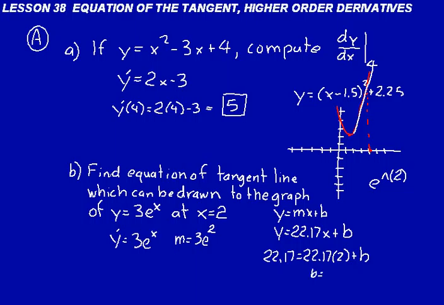So b will equal minus 22.17, and our equation then is going to be y equals 22.17x minus 22.17. That's the equation for that line, the tangent line to the graph of that function at the point x equals 2. We use the derivative to find the slope of that line. We use that one point where it touches the line to substitute in and solve for the y-intercept.